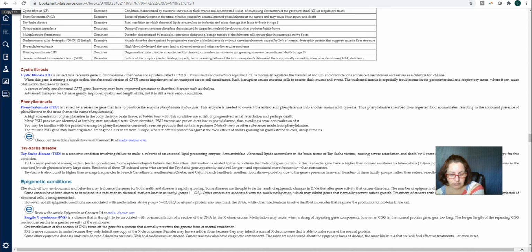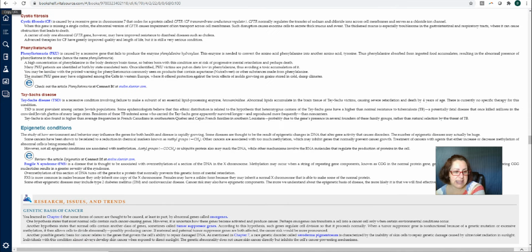Tay-Sachs. Tay-Sachs is a genetic disease that is commonly found in the Jewish populations. It causes severe retardation, and typically you don't live past age 4. There is no cure. All we can do is treat the symptoms and keep the patient as comfortable as possible.